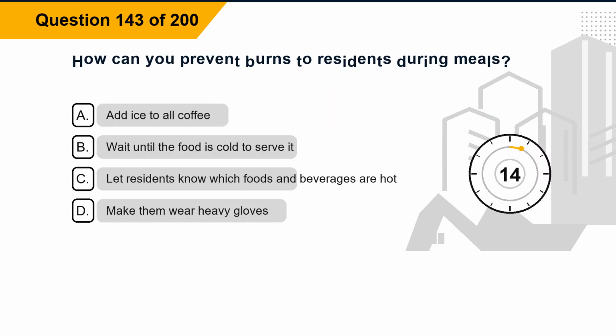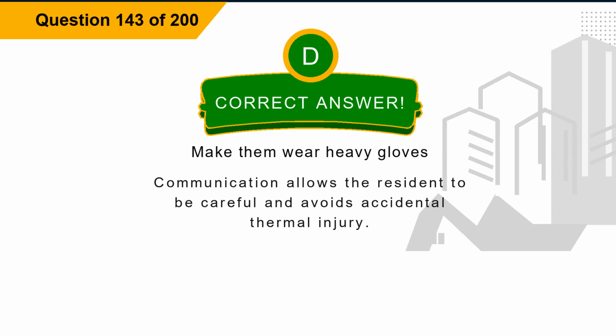Question 143. How can you prevent burns to residents during meals? Option A, add ice to all coffee. Option B, wait until the food is cold to serve it. Option C, let residents know which foods and beverages are hot. Option D, make them wear heavy gloves. The correct answer is option D, make them wear heavy gloves. Explanation. Communication allows the resident to be careful and avoids accidental thermal injury.